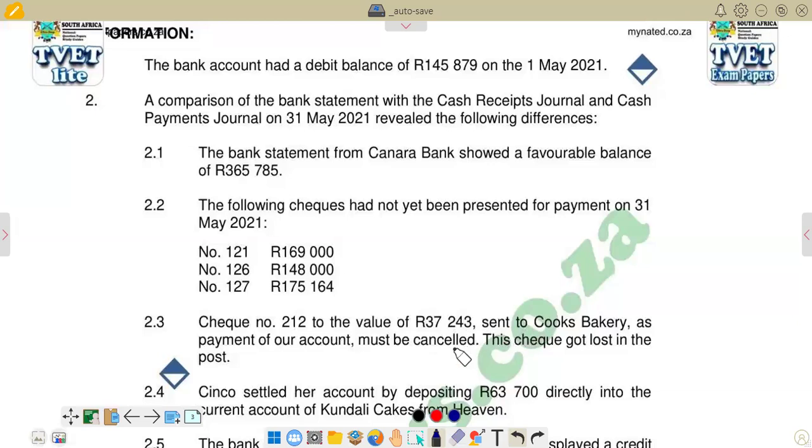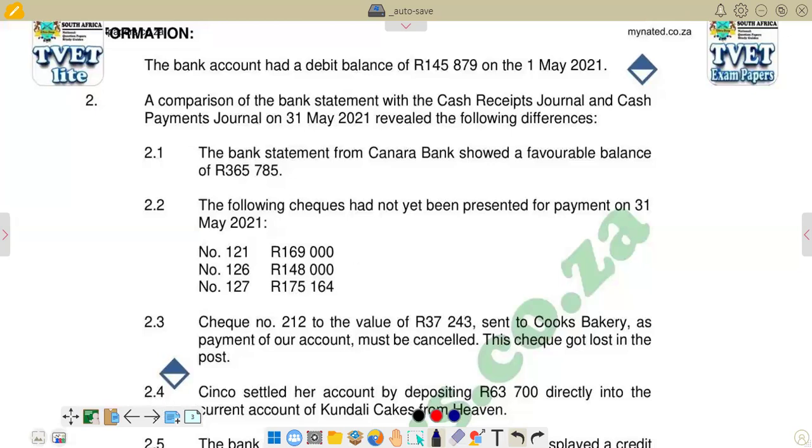In this case, check number 212 was already on the credit side of the cash book, which means it was under the cash payment journal. But we are being told that this check got lost in the post, so we have to cancel this check. By cancelling, we are going to put it on the opposite side of the cash book. Remember, it was recorded on the credit side of the cash book, so we have to go to the debit side to cancel it and enter it there. And the debit side represents the cash receipts journal. So in this case, we are going to post it to the cash receipts journal.